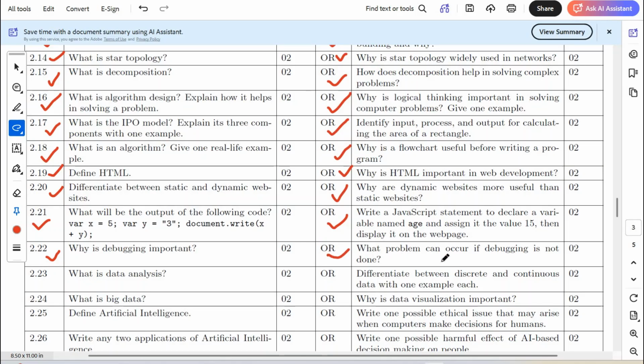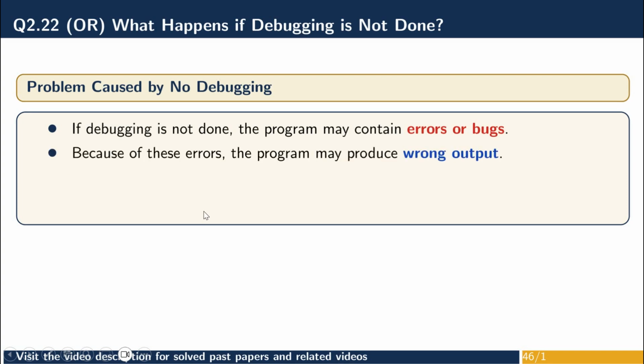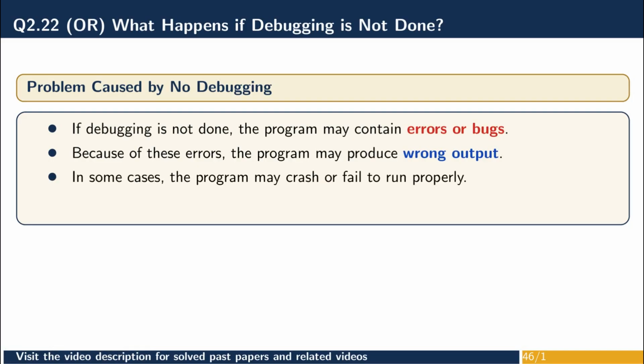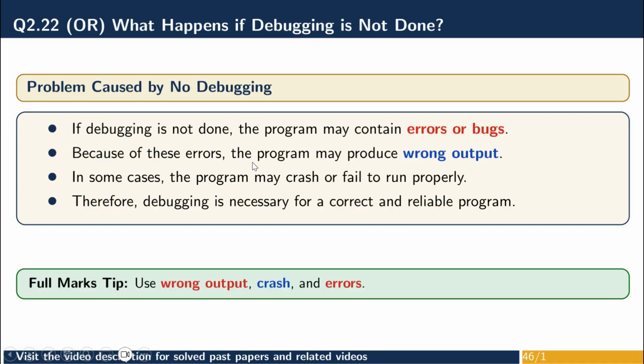Or part is what problem can occur if debugging is not done? If debugging is not done, the program may contain errors or bugs. Because of these errors, the program may produce wrong output. In some cases, the program may crash or fail to run properly. Therefore, debugging is necessary for a correct and reliable program. Full marks tip is use wrong output, crash and errors.